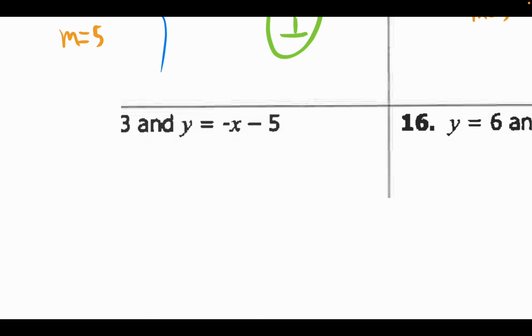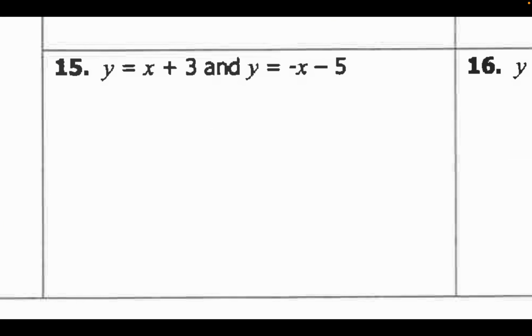So now if we look at number 15 here, and I start finding the slope, both of these are in slope-intercept form already. What a convenience. So the slope of this first one is 1, or 1 over 1. The slope of the second one is negative 1, or negative 1 over 1. These are opposite reciprocals of each other. Thus, they are perpendicular.